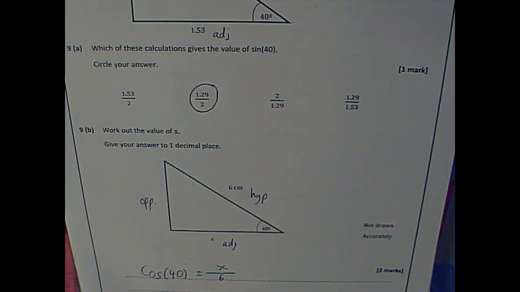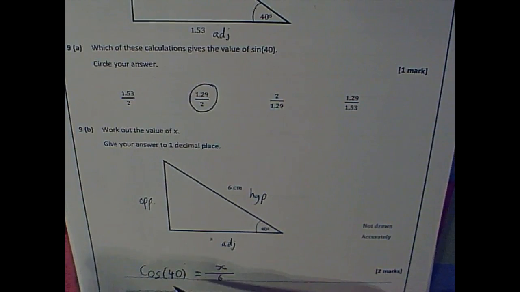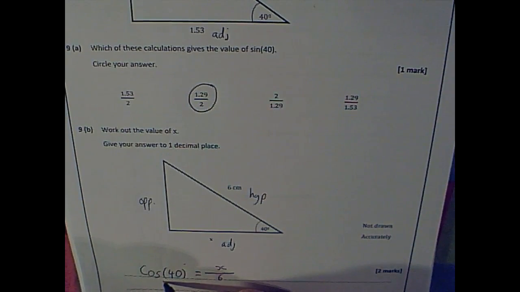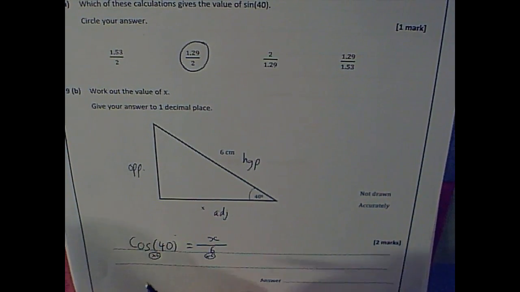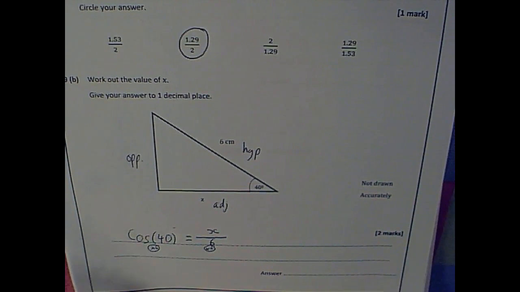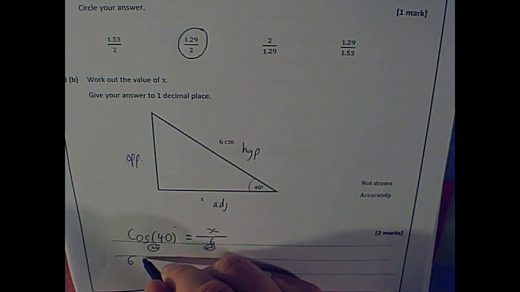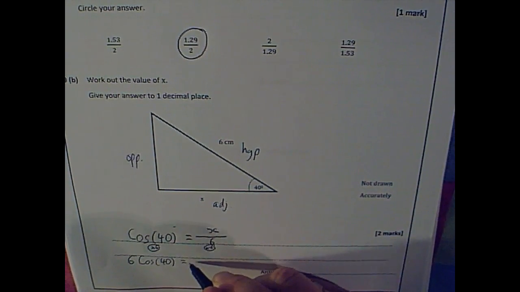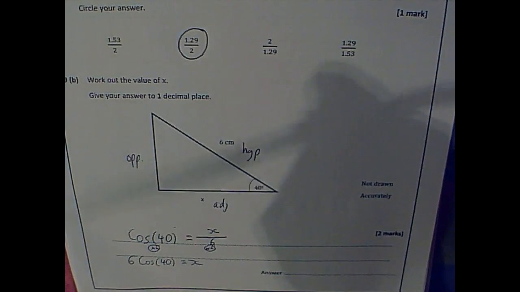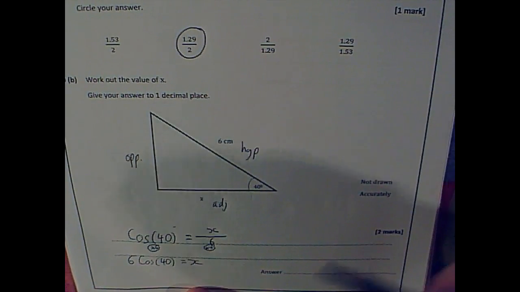Okay. So if cos 40 is x over 6, then if I times both sides by 6 to get x on its own, I've got 6 cos 40 equals x. And this is really where a lot of people were then stuck. And they got 1 mark for that.